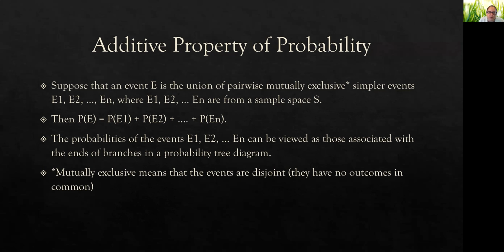So, for example, if you were rolling a die, you can get a 1, 2, 3, 4, 5, or 6. So you could split that up into getting an even number and getting an odd number. There's no outcomes in common. There aren't any even numbers that are also odd numbers. So if you wanted to figure out the probability of getting an even or an odd, you would do the probability of getting an even number plus the probability of getting an odd number. All right. Any questions so far?